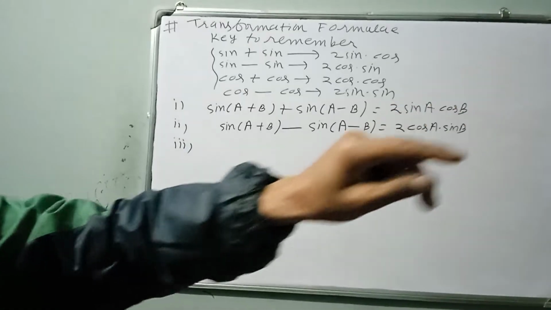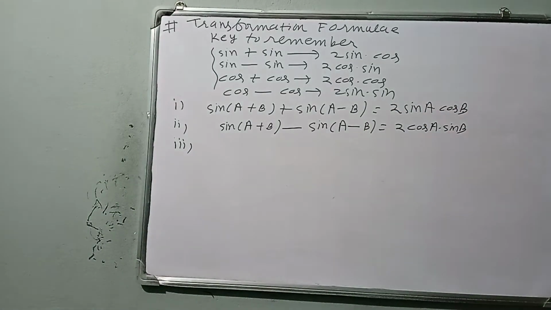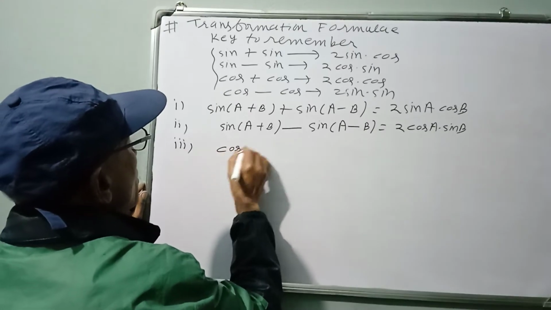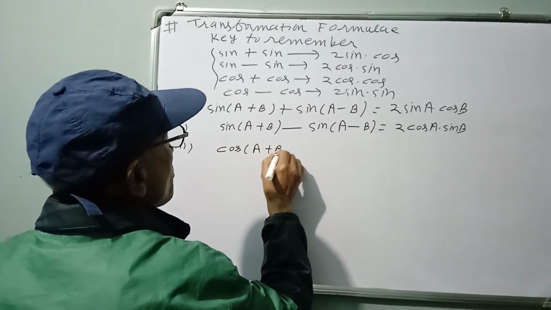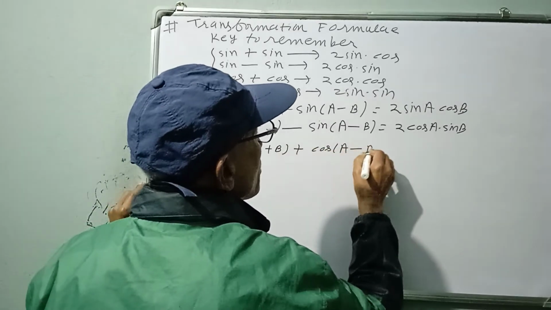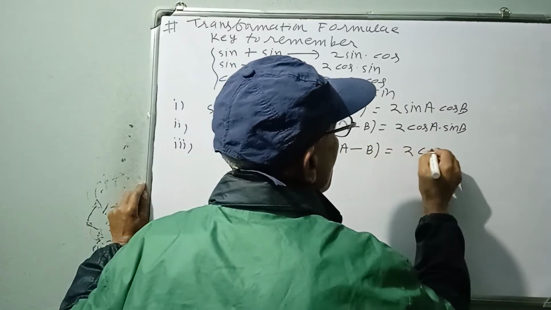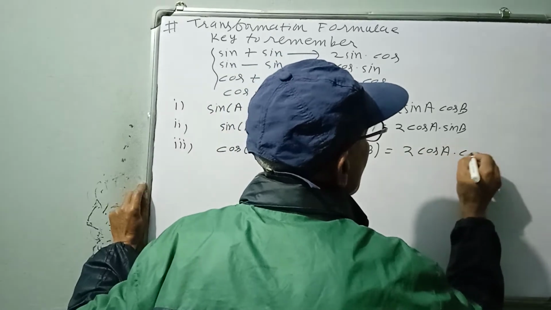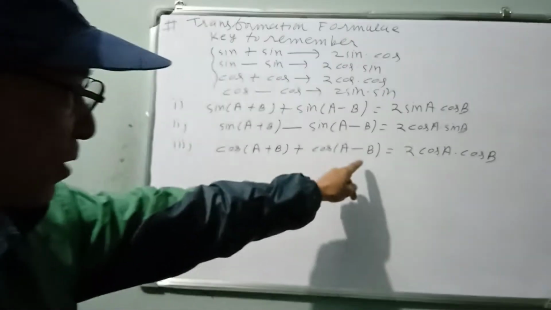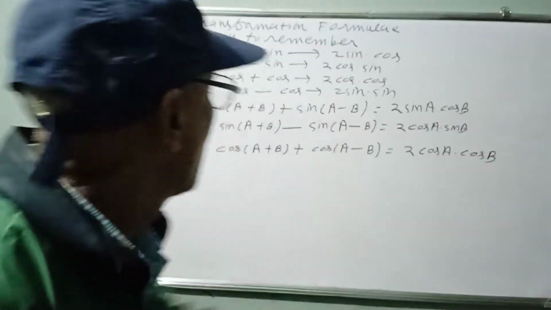Another, cos plus cos, 2 cos cos. What is the meaning? The cos plus cos, 2 cos cos means cos(A plus B) plus cos(A minus B) equals 2 cos A cos B. Cos(A plus B) plus cos(A minus B), 2 cos A cos B.